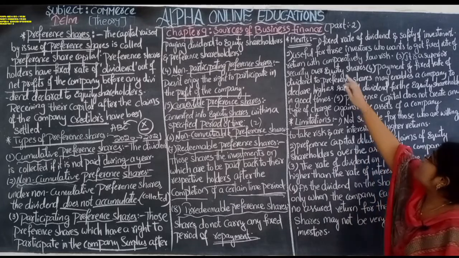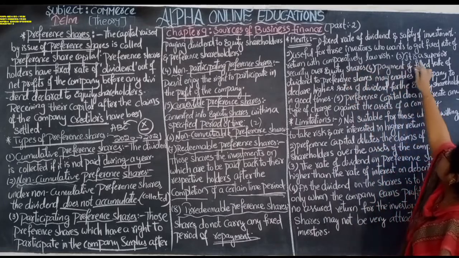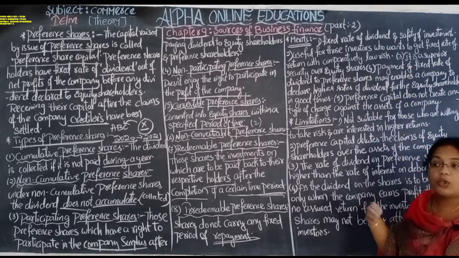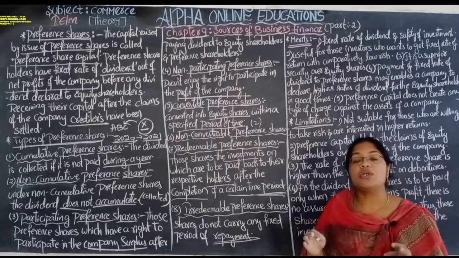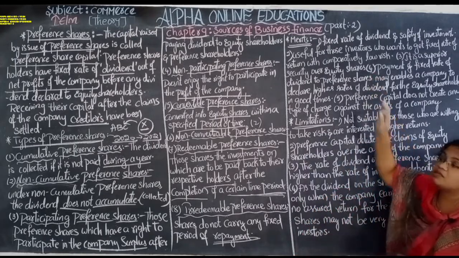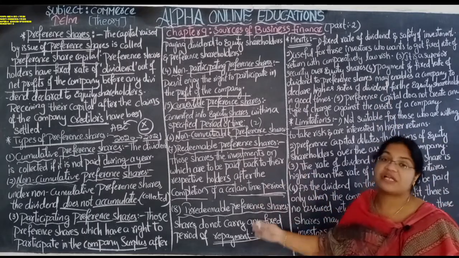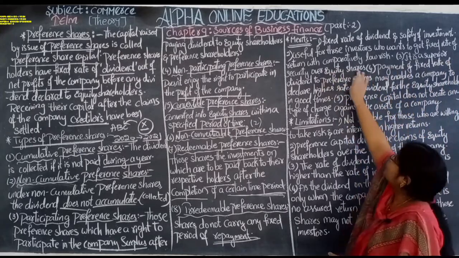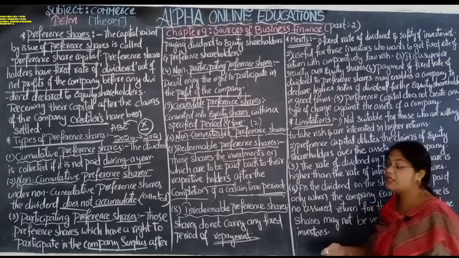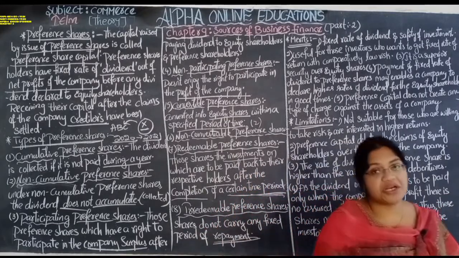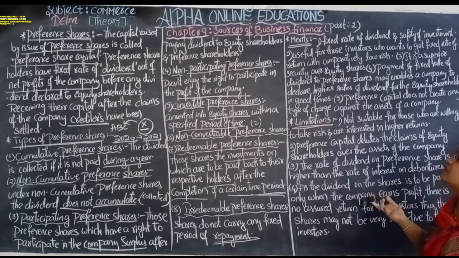Next, preference shares are useful for those investors who want a fixed rate of return with comparatively low risk. They don't want to take risk and they want a fixed rate of dividend. For them it is very comfortable, so those investors will prefer the preference shares. It is a superior security over equity shares. It is more secure because it has a fixed rate of dividend regularly.